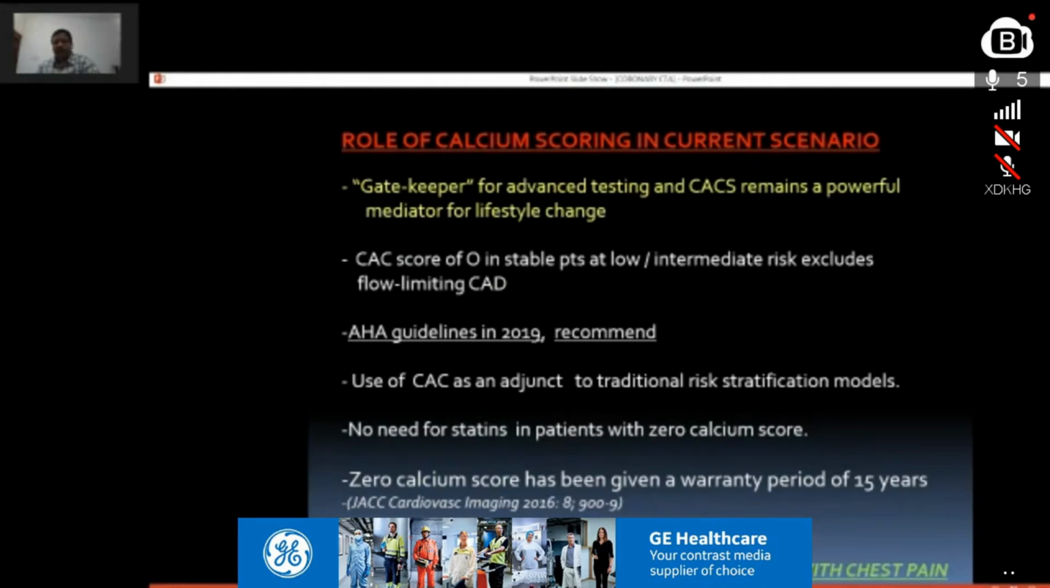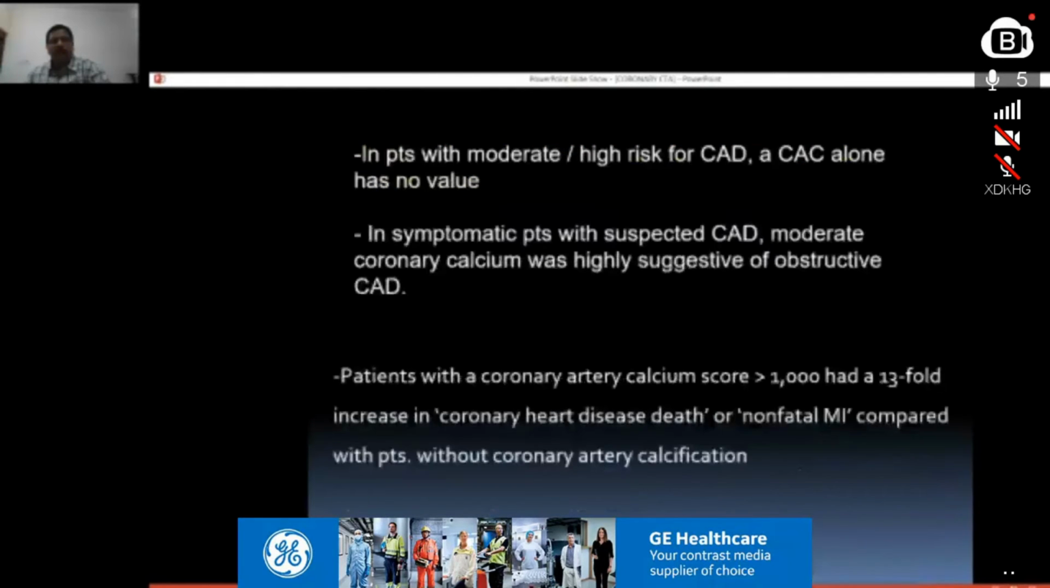However, if the patient comes to your OPD or the cardiac clinic with chest pain, a zero calcium score has no value. And you must always give contrast and proceed with the contrast CT angio. In patients who have a moderate to high risk for coronary artery disease, a CAC alone has no value. And in symptomatic patients who have calcium, it usually suggests that there will be an obstructive lesion.